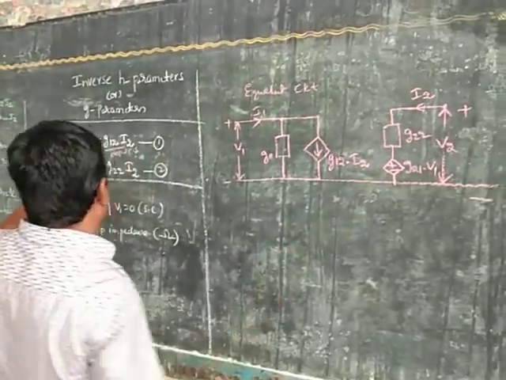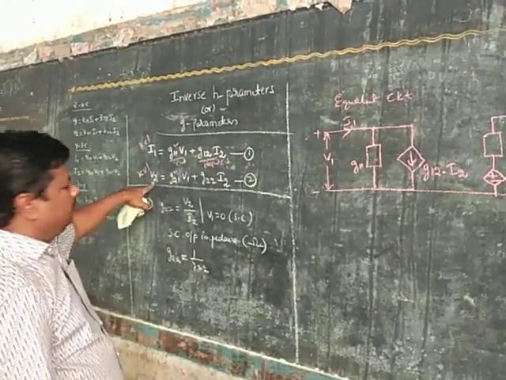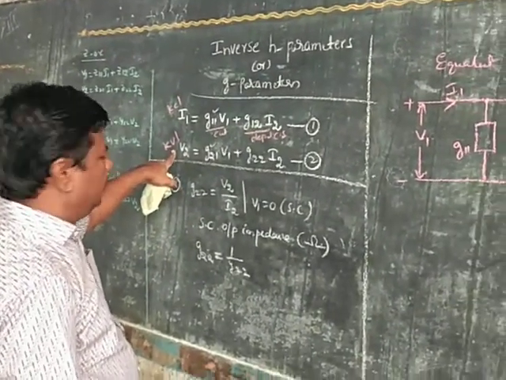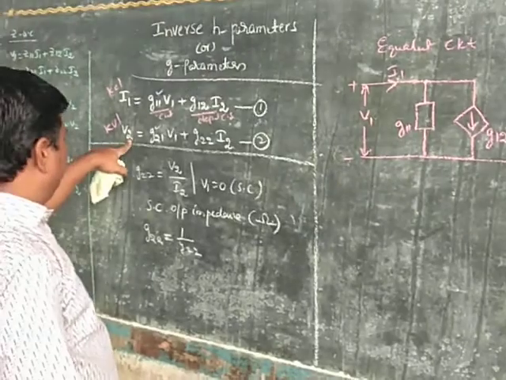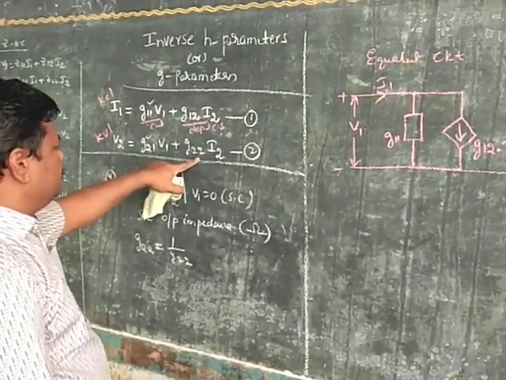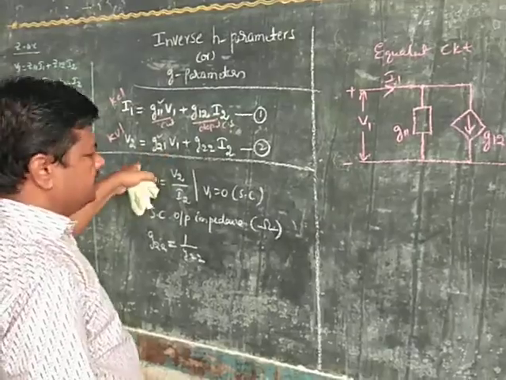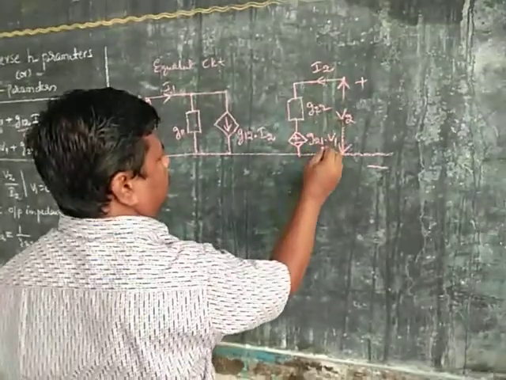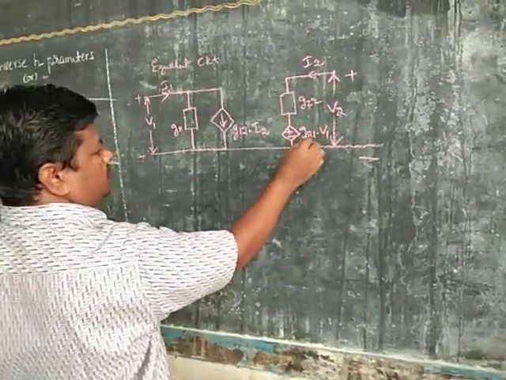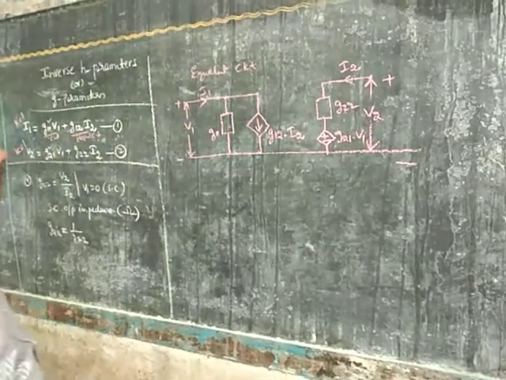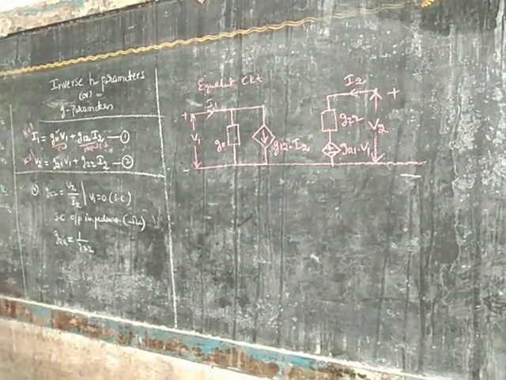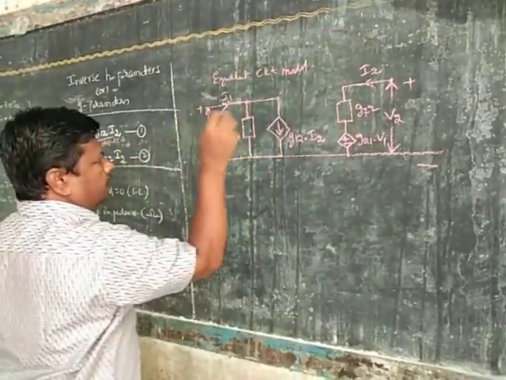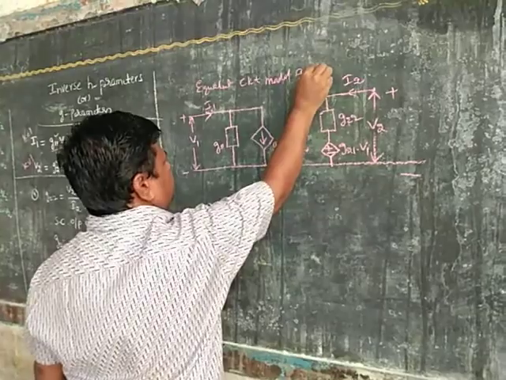Similarly, the output port. Here the output port is a voltage. Voltage is dependent. So using KVL, V2 is equal to G21 V1 plus G22 I2. KVL means in series. All are in series. V2 is equal to G22 into I2, and one dependent voltage source is G21 into V1. Like that, you have to draw the equivalent circuit model for inverse H parameters or G parameters.